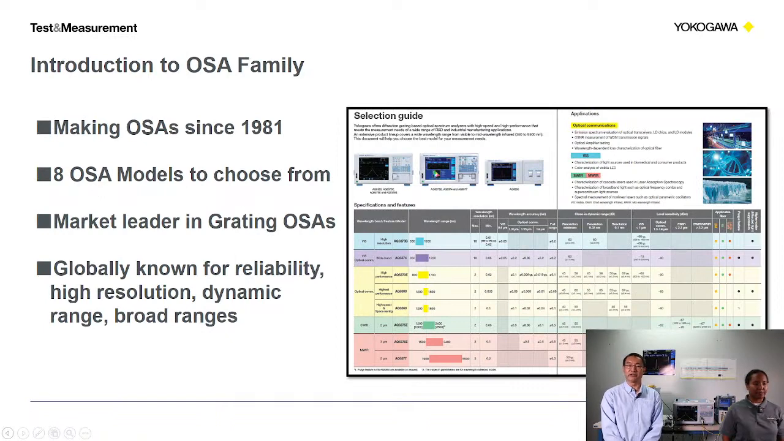So we want to start off with a quick introduction of our different OSAs. We make a whole family of different optical test solutions, but focusing on OSAs today, we've been making them since the 80s, since 1981, so over 40 years of experience. Currently we have 8 different OSA models, as you can see from our selection guide. We're the market leader in the grating OSA space. We offer globally known reliability, high resolution, dynamic range, and broad wavelength ranges as well. As you can see, we have some models that go up to 5.5 micron, all the way from visible to 5.5 micron.